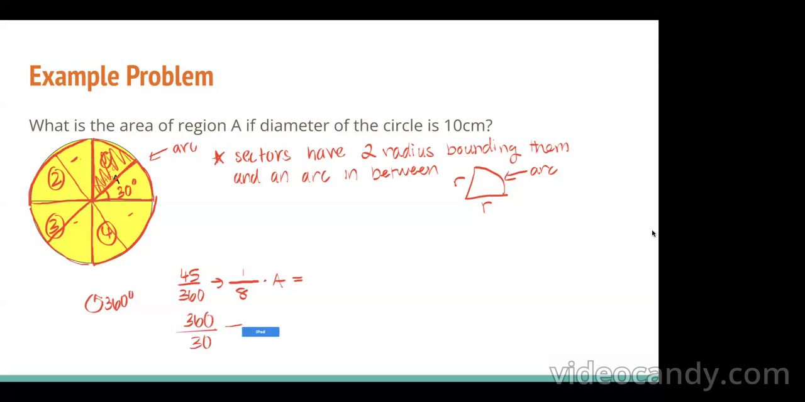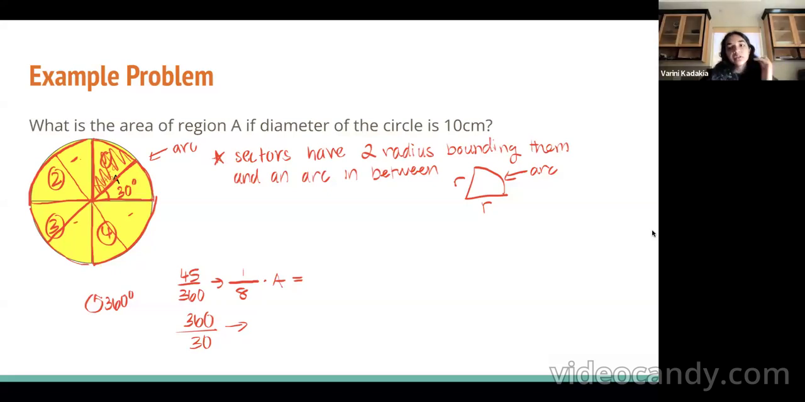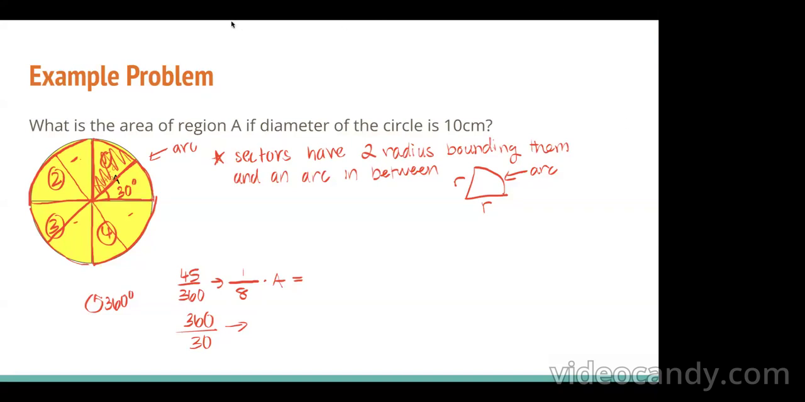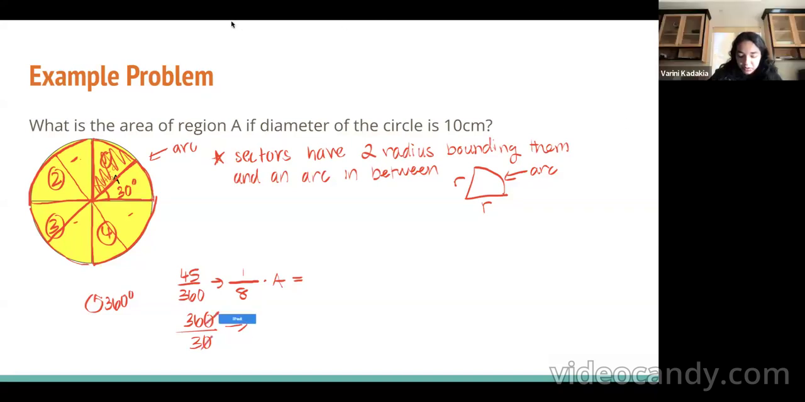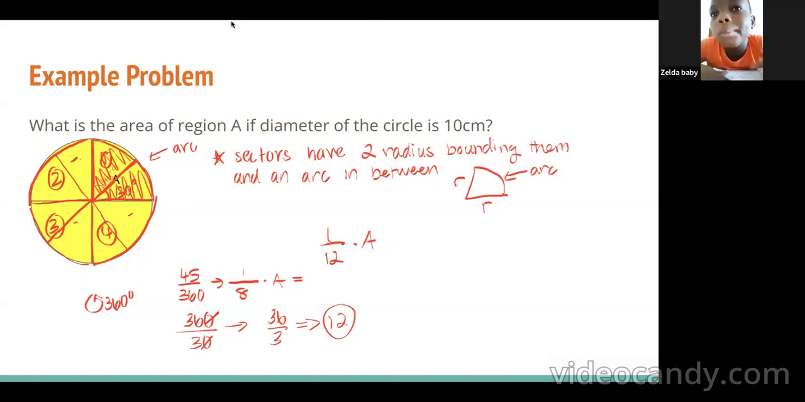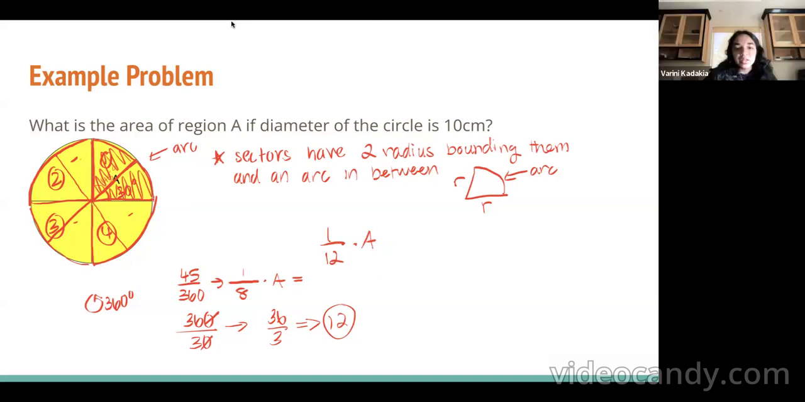Could you give us some time? Yeah. Just shout it out once you've got it. It's 12. Yeah. Okay, so we get 36 over 3 and we get 12. If there are 12 sectors, that means the area of one sector with 30 degrees is going to be 1/12 the area of the circle, right? Yes. Okay, so we got that. Does that make sense? That's kind of how sectors work.